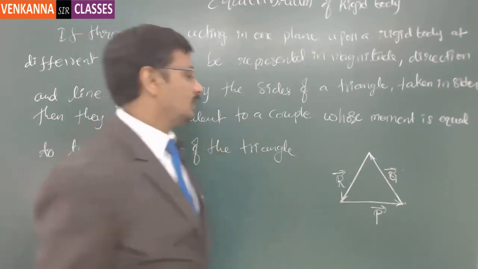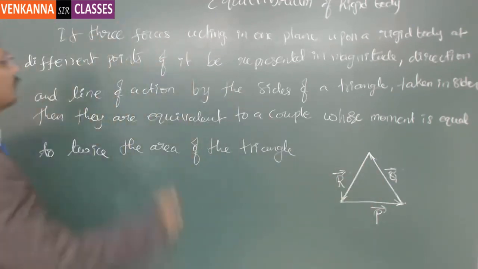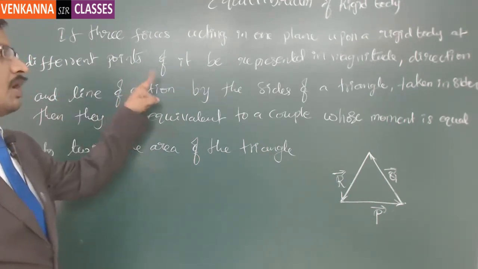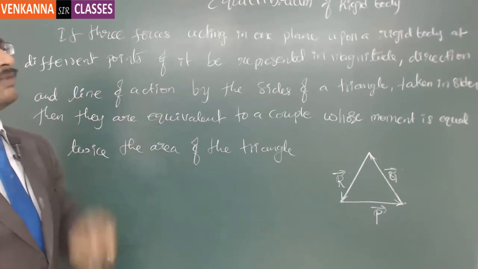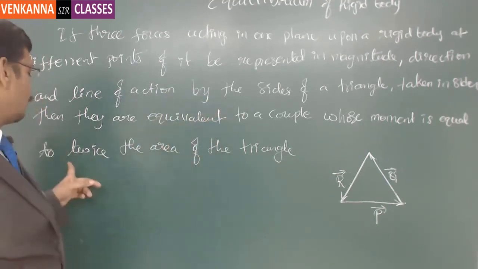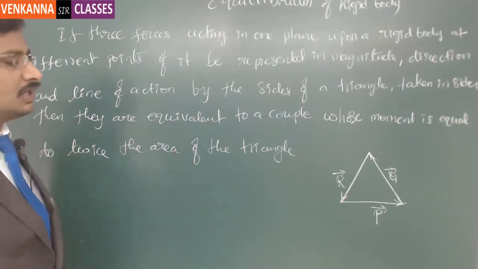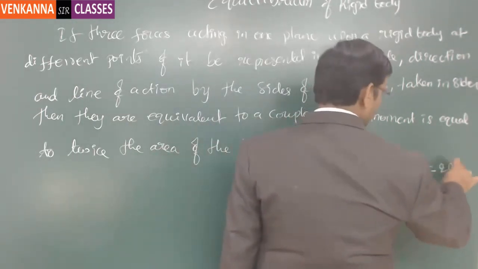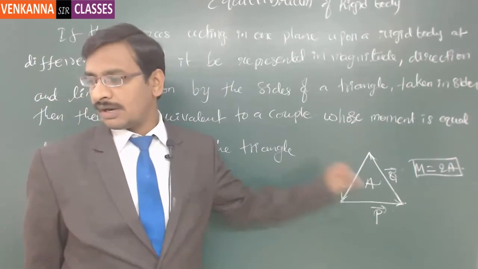Now the theorem says, if three forces are acting, you can read the statement: three forces acting in one plane upon a rigid body at different points of it, represented in magnitude, direction, and line of action by the sides of a triangle taken in order, are equivalent to a couple whose moment is equal to twice the area of the triangle. Got it? Twice the area of the triangle. That means if the area of the triangle is A, then the moment of all the forces together, M, is equal to 2 times the area. That is what the theorem says, provided the forces can be represented on a triangle like this.